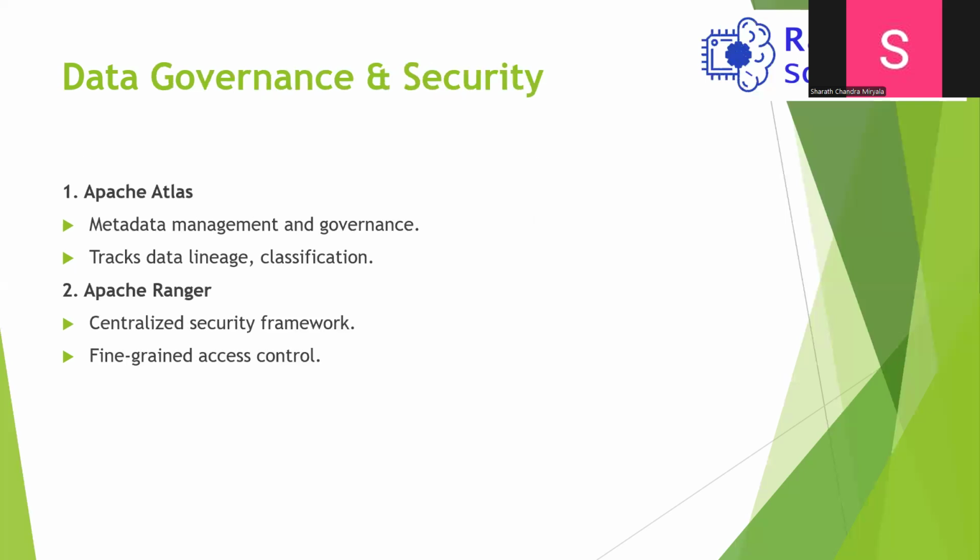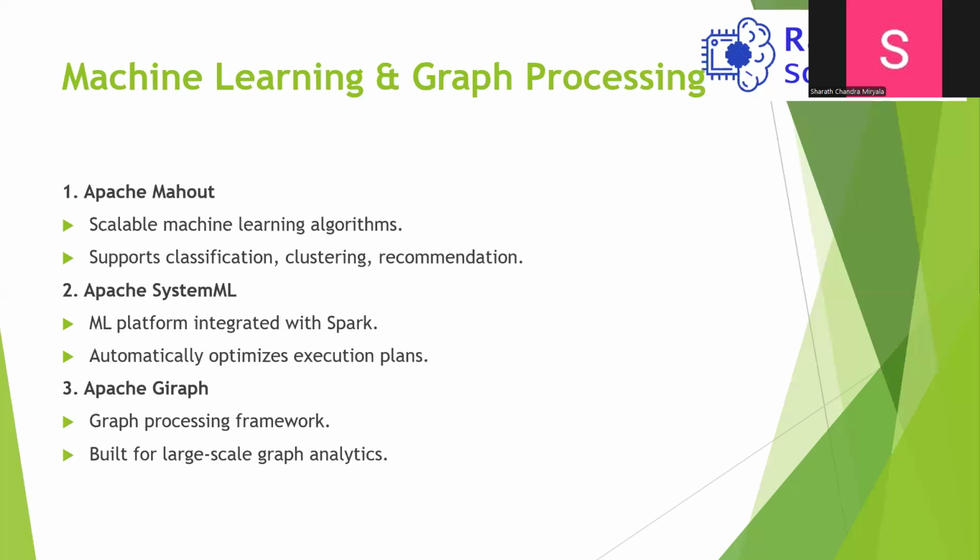Then governance and security. We do have Apache Atlas for metadata management and governance. It tracks the data, what kind of data we are getting, how the data is, all those things will be taken care of. And then we do have Apache Ranger. It is a centralized security framework. You will have fine-grained access control. So Ranger also has quite a few applications.